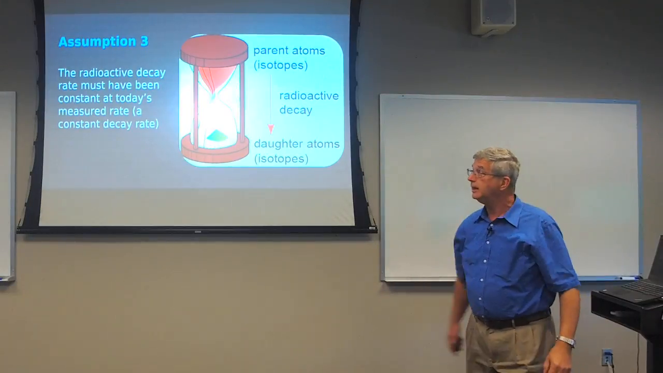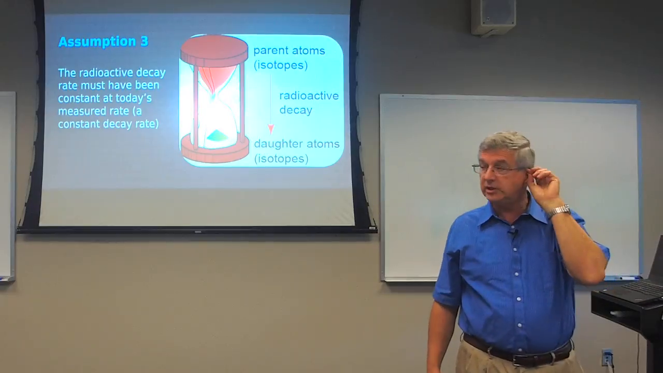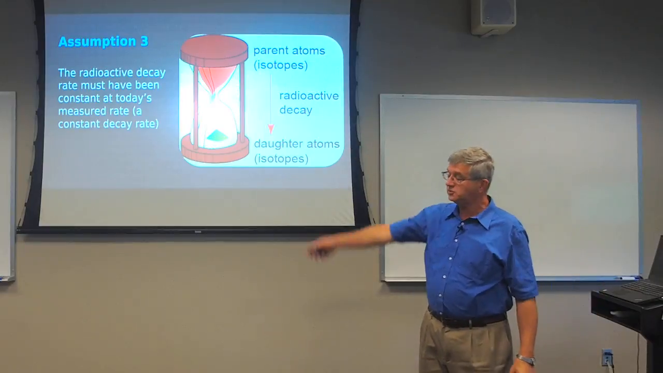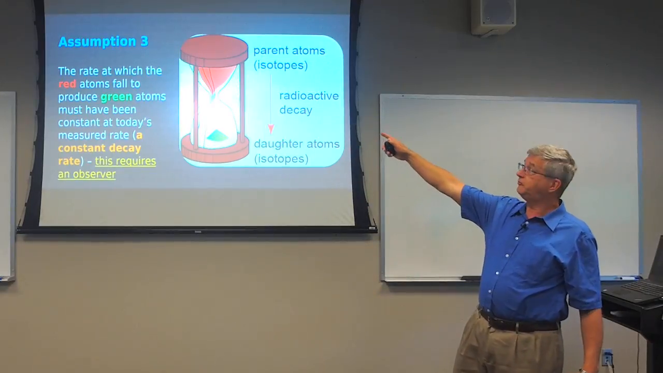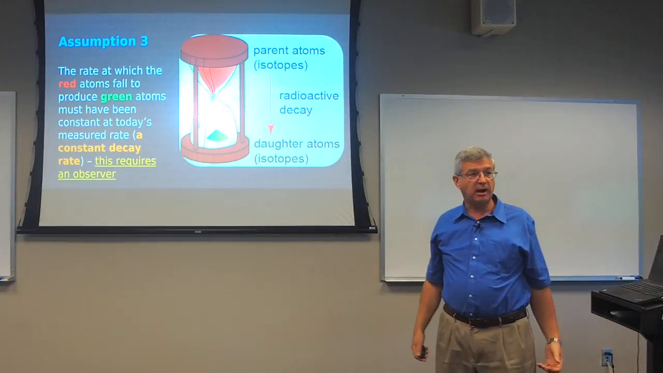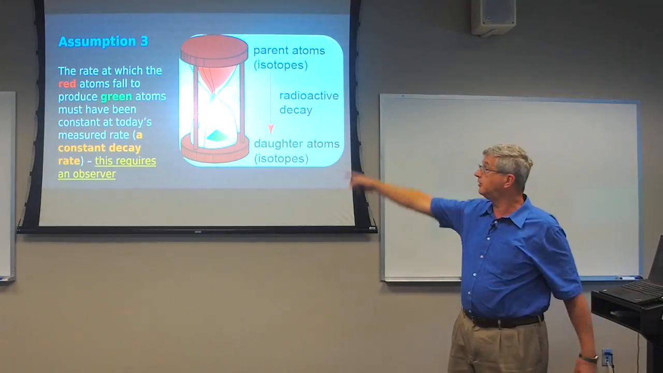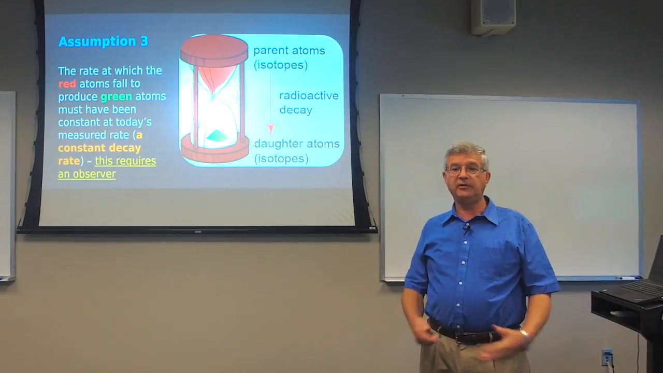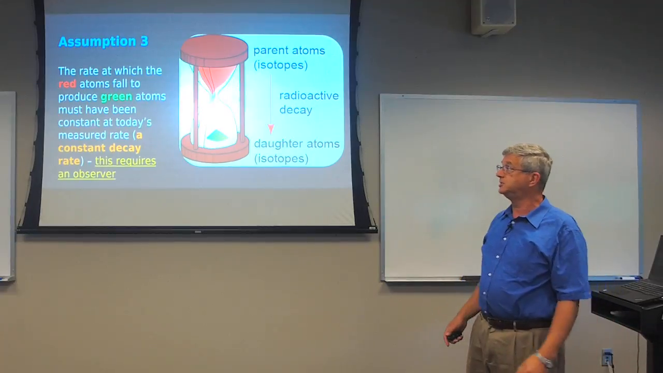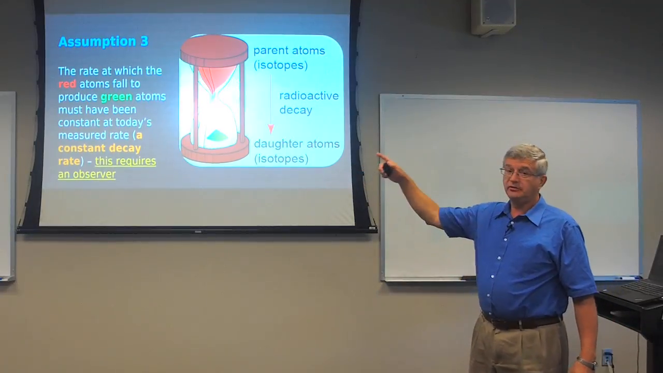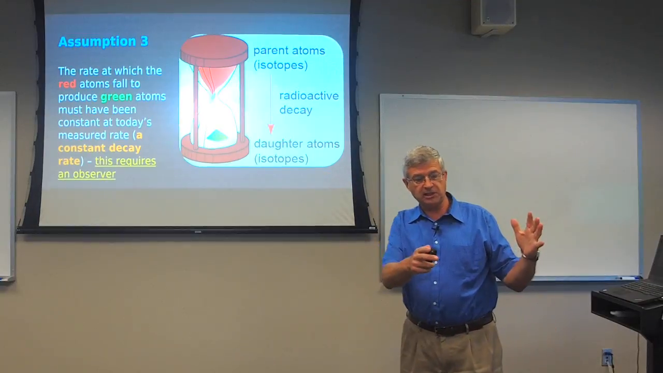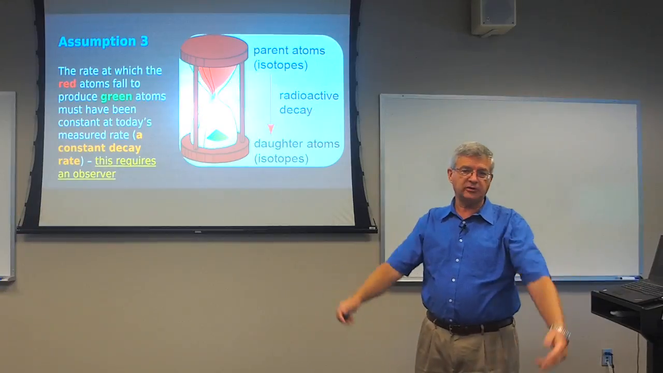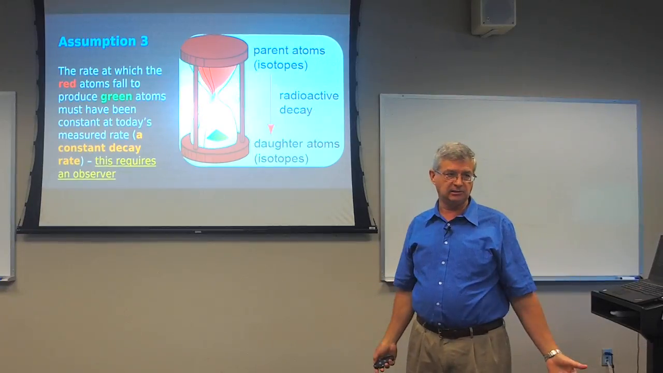And assumption number three: the radioactive decay rate must have been constant at today's measured rate. That's an obvious thing. What happens, of course, if your mischievous 10-year-old puts a few drops of water inside the glass bowl? That's going to clog up your grains and the rate of falling is going to change. If the radioactive decay rate has changed in the past, then the clock can't be used as an accurate timepiece. And so, again, this requires an observer. Has a geologist been there for millions of years watching and measuring? No, we've only measured these decay rates in the laboratory in the last 80 years.